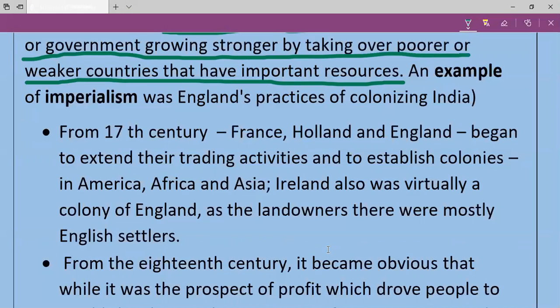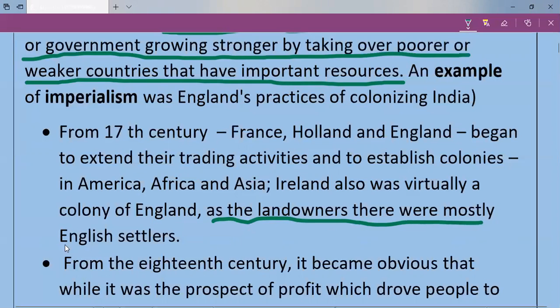Even Ireland, which was a part of Great Britain, a country very close to England, was also a colony of England. How can we say that? Because English people went there as settlers. They started settling there.